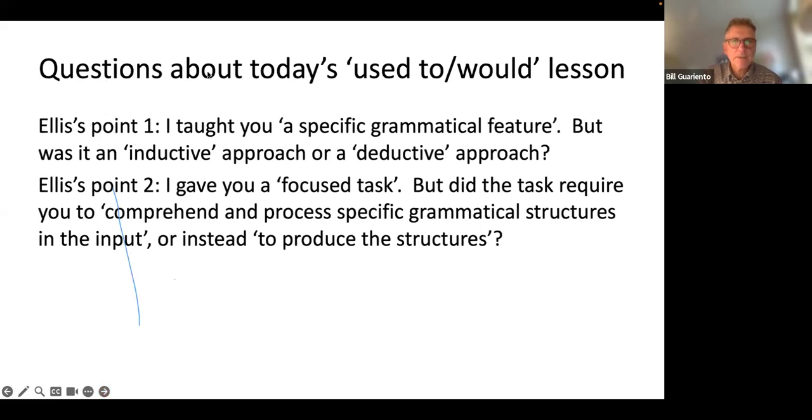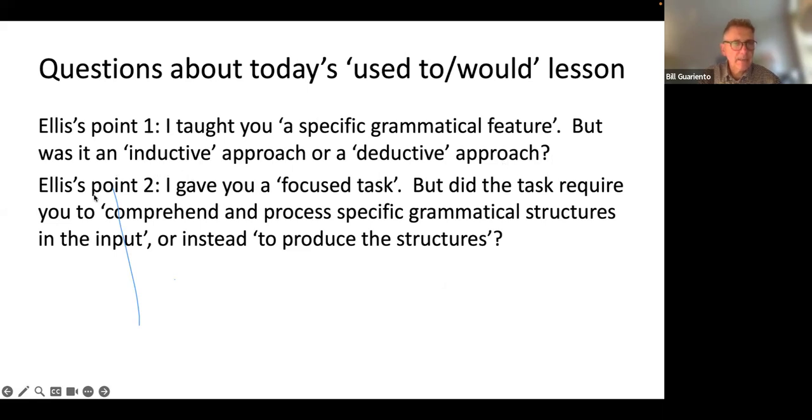So I want you to think about today's used to and would lesson, and think about the first point Ellis writes. I taught you today a specific grammatical feature. But was my lesson an inductive approach or a deductive approach?